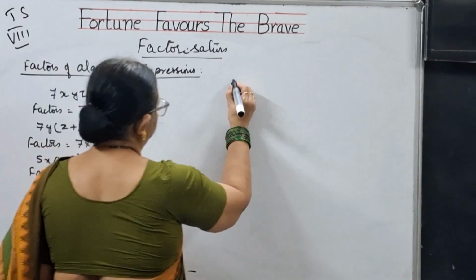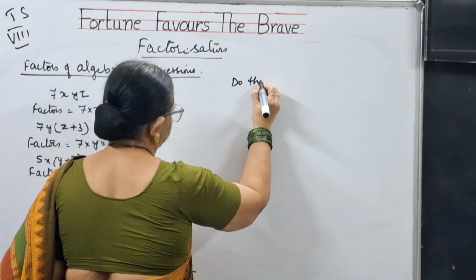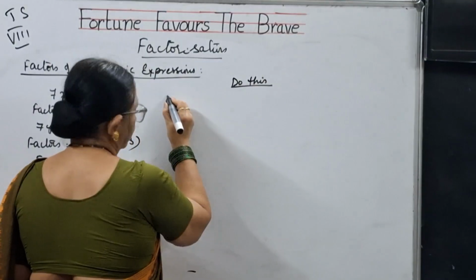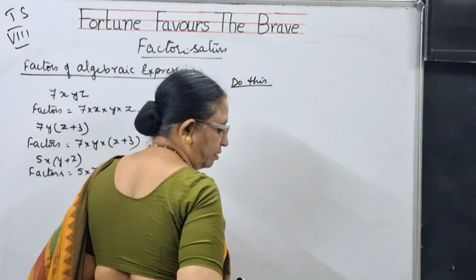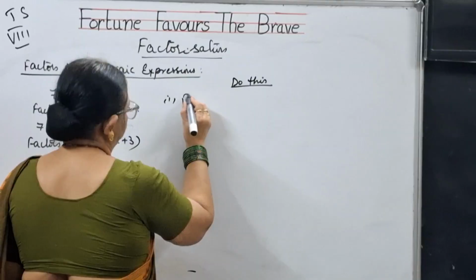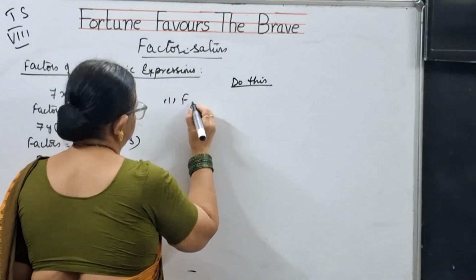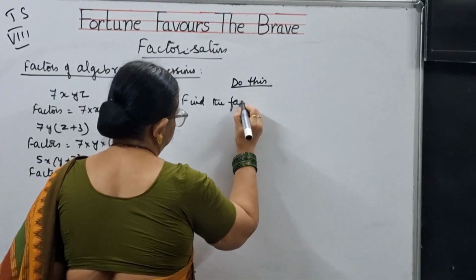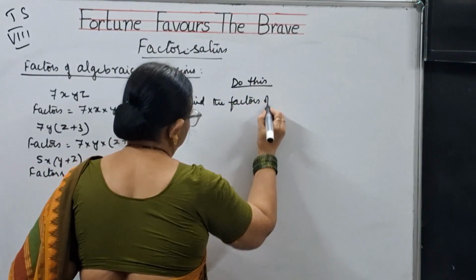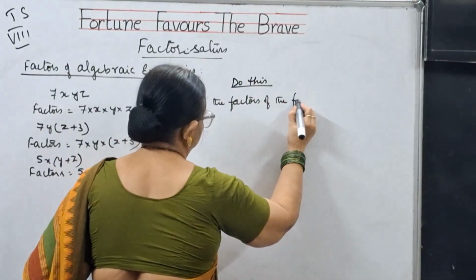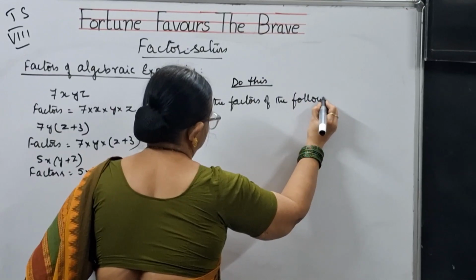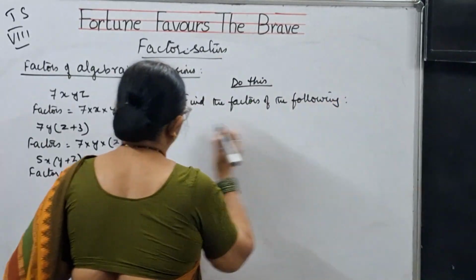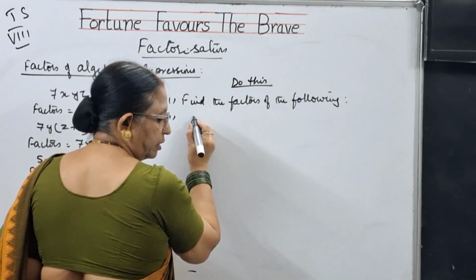Now you have to do these sums. Let us see the sums. This is: find the factors of the following. So let us see the first bit.